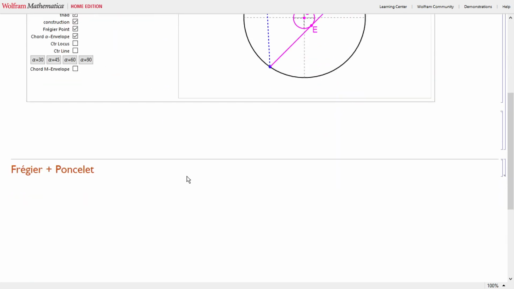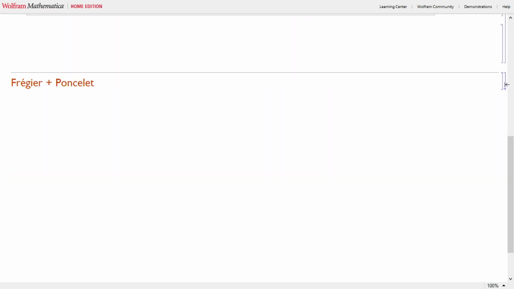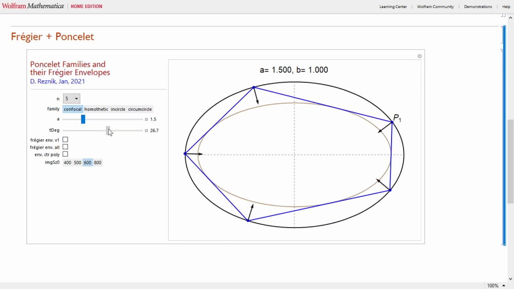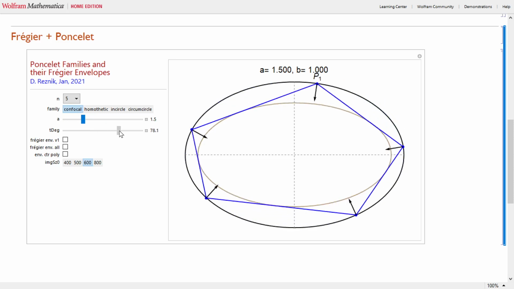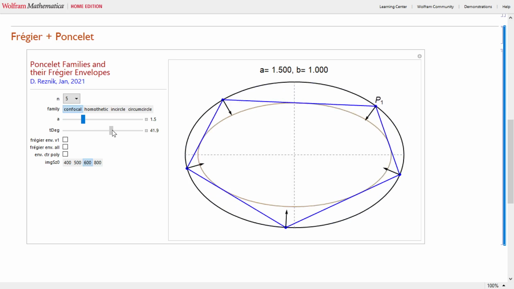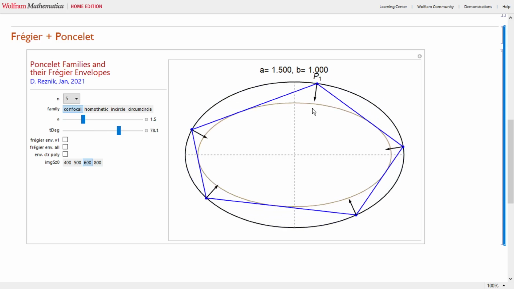I want to now marry this concept with the concept of Poncelet families. So here's a 5 periodic in the elliptic billiard. Now here's a vertex P1. So let's first of all watch this 5 periodic. You can see that this 5 periodic is inscribed in an outer ellipse and circumscribed about a confocal caustic, this brown thing here. Now let's define this particular vertex without loss of generality as P1.